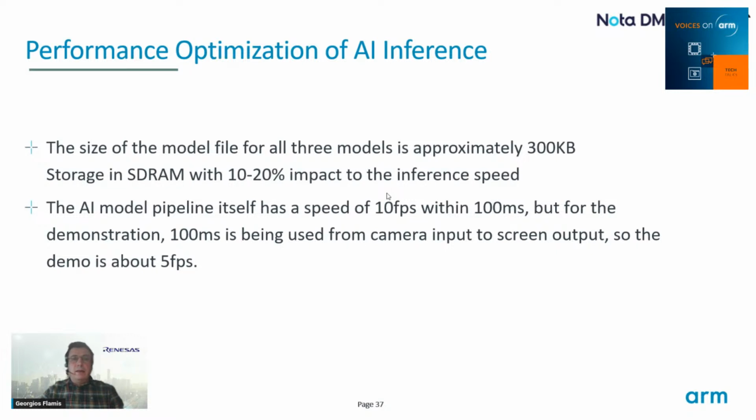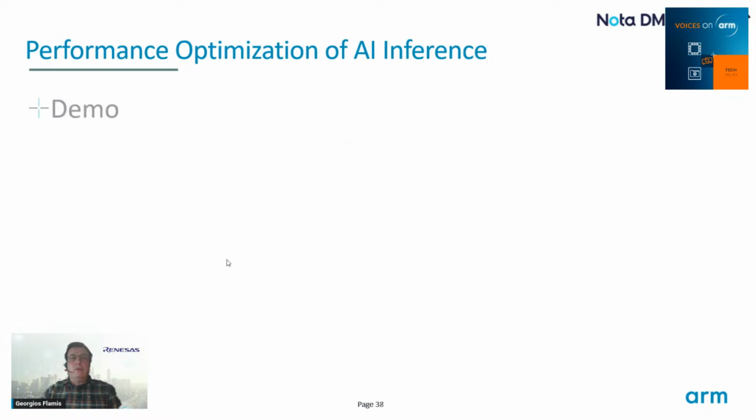In terms of frames per second, it can reach 10 frames per second, within 100 milliseconds. But for the demonstration, which is going to follow, we have limited that to 5 frames per second, exactly because of the camera that is used. And we have to use this camera because this is the camera that is really inside the box and can be used by anyone that wants to try and experiment with this demo.